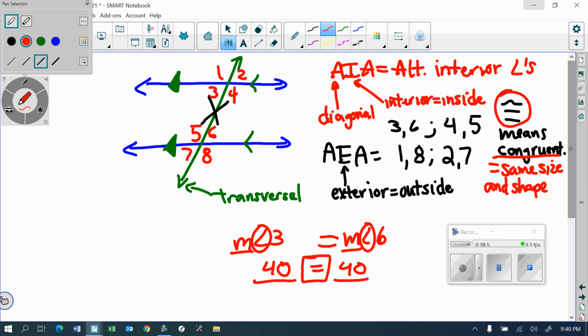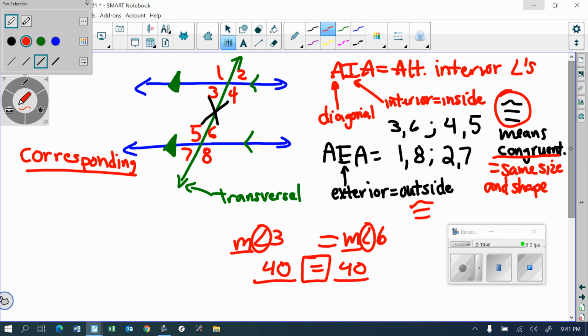Alternate exterior angles are also congruent. So I'm going to go through the three congruent ones first. The next type is corresponding. Corresponding is usually the hardest for students to remember. Again, it's just straight memorization. There's nothing to understand. You either memorize or you don't, just like a Spanish vocab word. So, corresponding angles.